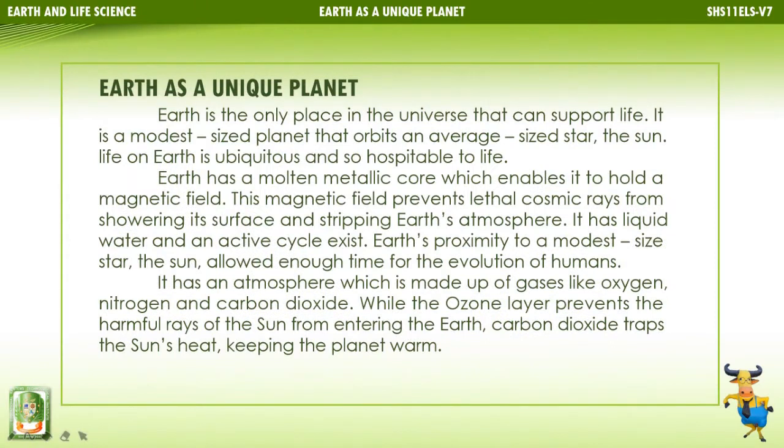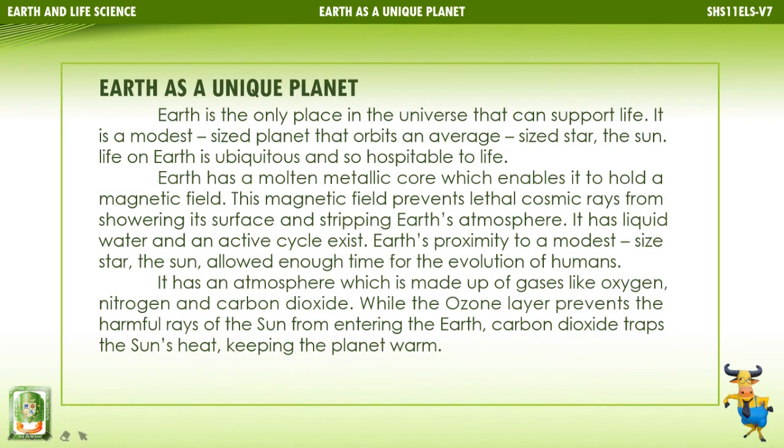Earth as a unique planet. Earth is the only place in the universe that can support life. It is a modest-sized planet that orbits an average-sized star, the Sun. Life on Earth is ubiquitous and so hospitable to life. Earth has a molten metallic core which enables it to hold a magnetic field. This magnetic field prevents lethal cosmic rays from showering its surface and stripping Earth's atmosphere. It has liquid water and an active water cycle.